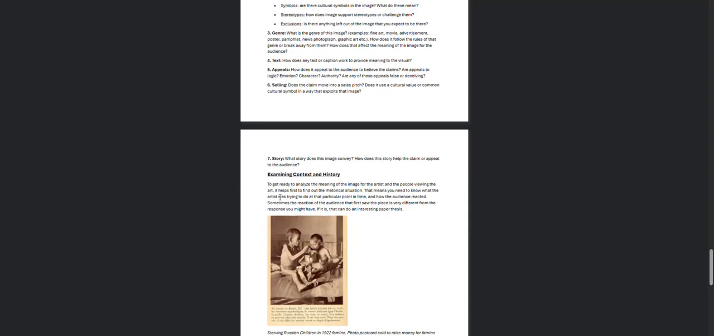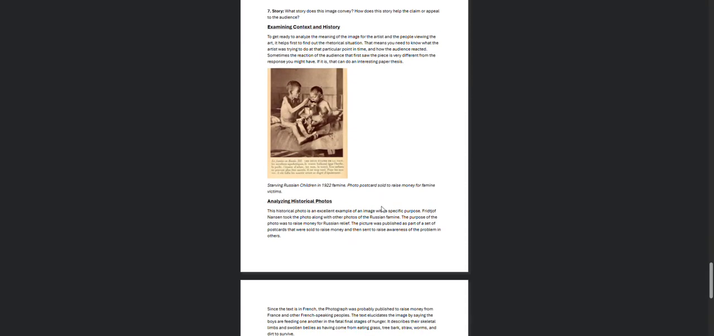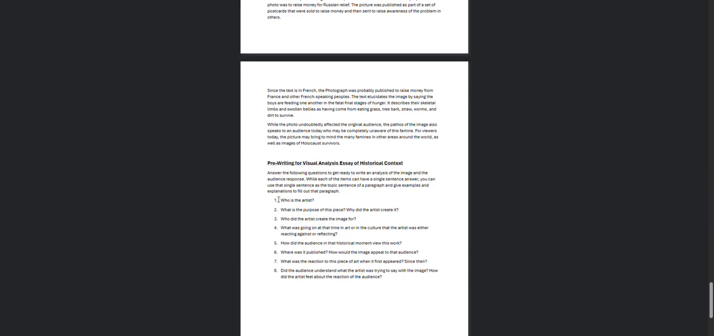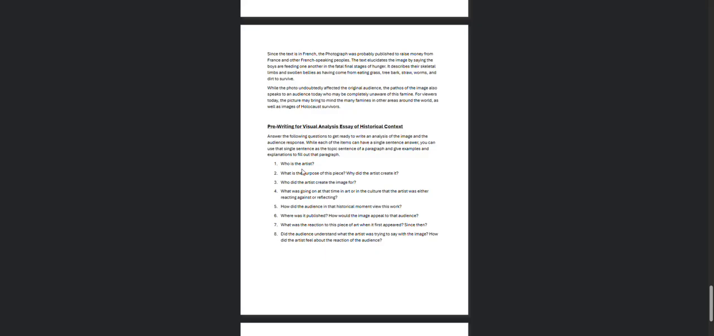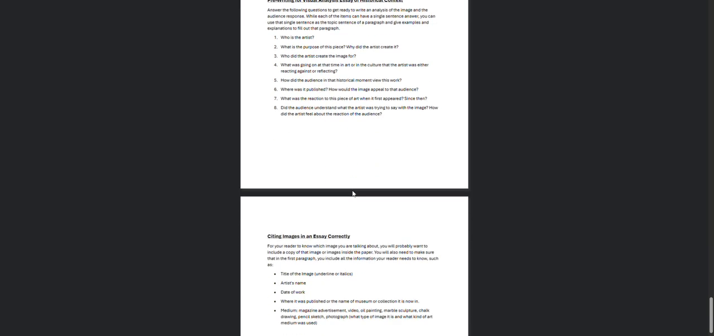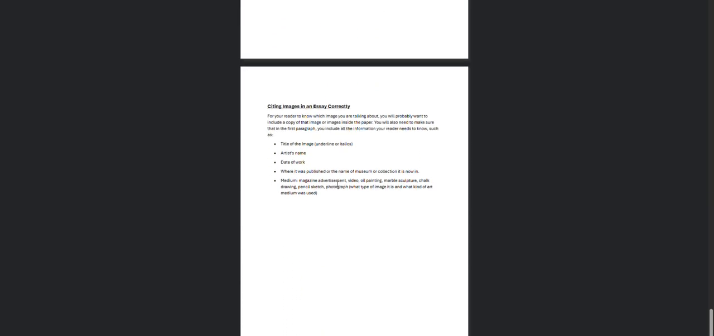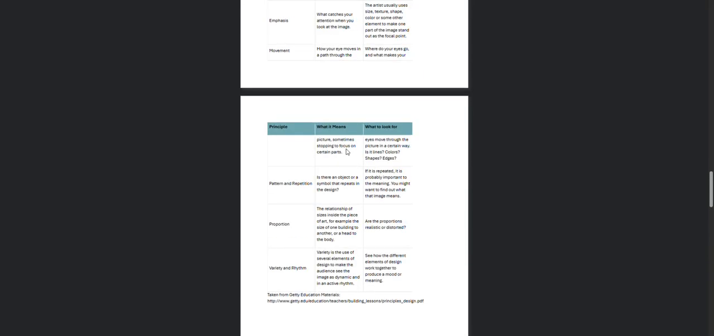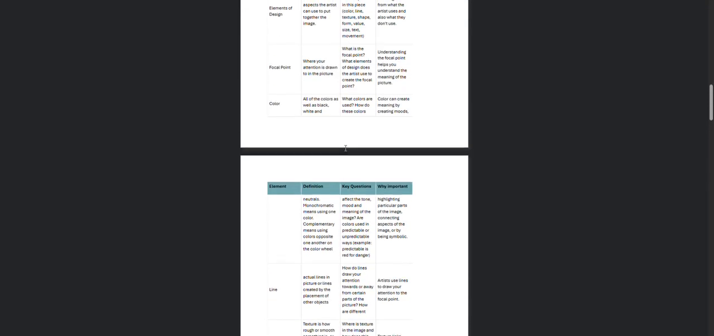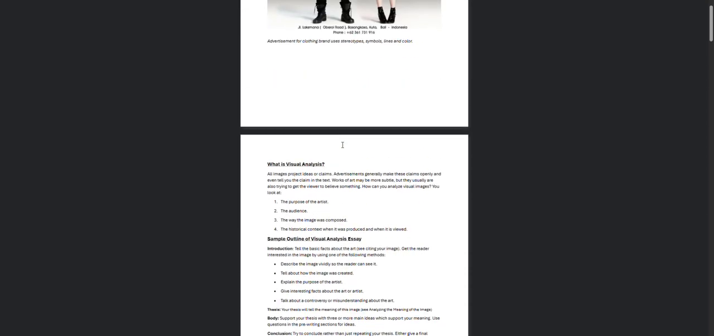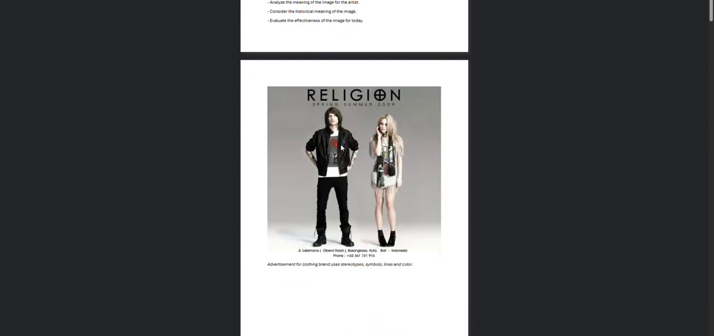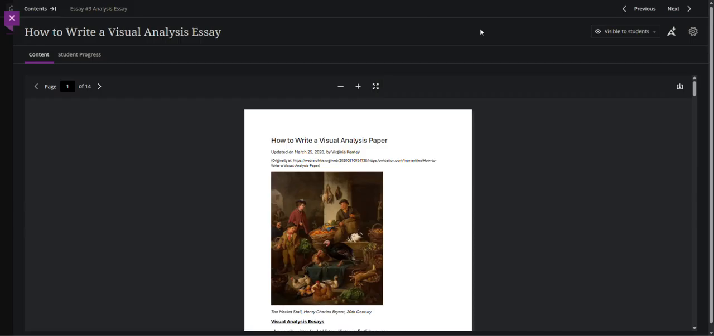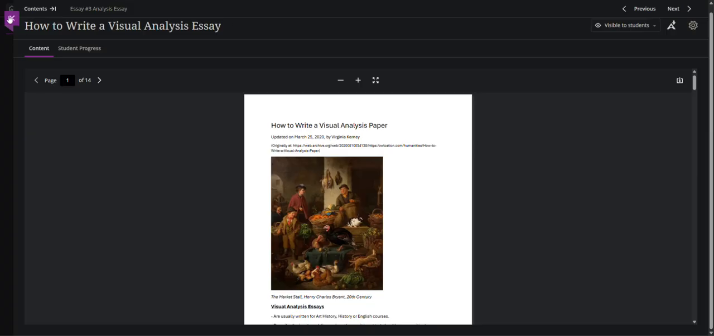It also talks about examining context and history if it's a historical image, exactly how to analyze historical images, and pre-writing for visual analysis of historical context, and then citing your images correctly. It will talk about that there. I believe there was some up here about looking at paintings, but I could be wrong. It does give a little bit of that. So it's actually a really good document, how to write a visual analysis essay.